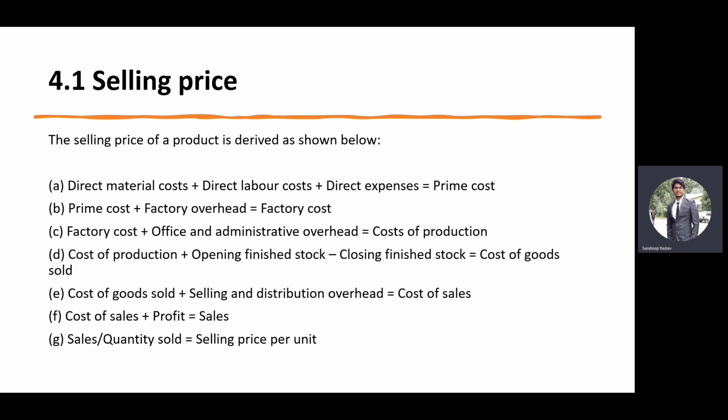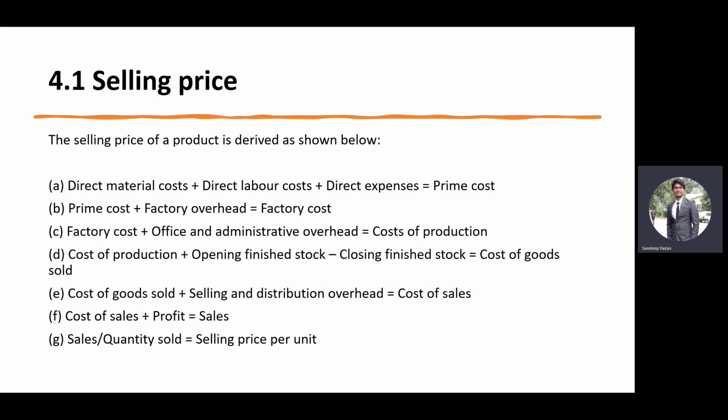And now we have to finish it and pack it into some packaging, then the cost of production will be added to the opening finished stock, and we have to deduct the closing finished stock, and the whole thing will be the cost of goods sold. Now any company has to transfer these things to distribution, and distribution overhead has to be added. If that is added to the goods sold, then cost of sales will be cost of goods sold plus selling and distribution overhead.